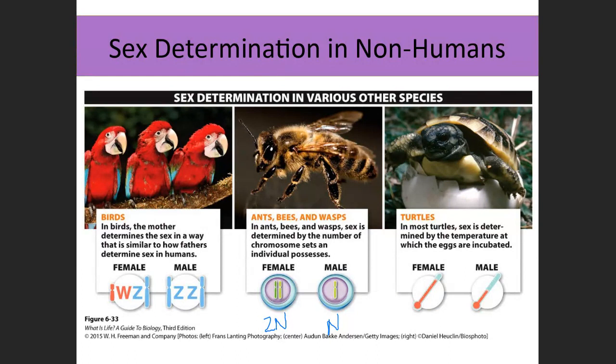And that has really interesting implications for their behaviors. As you know, these ants and bees and wasps have these very interesting hives or nests with 1 queen and a lot of workers. And we'll talk about that when we talk about animal behavior. And then some reptiles, but not all, but turtles, their sex is determined by the temperature at which the eggs incubate.